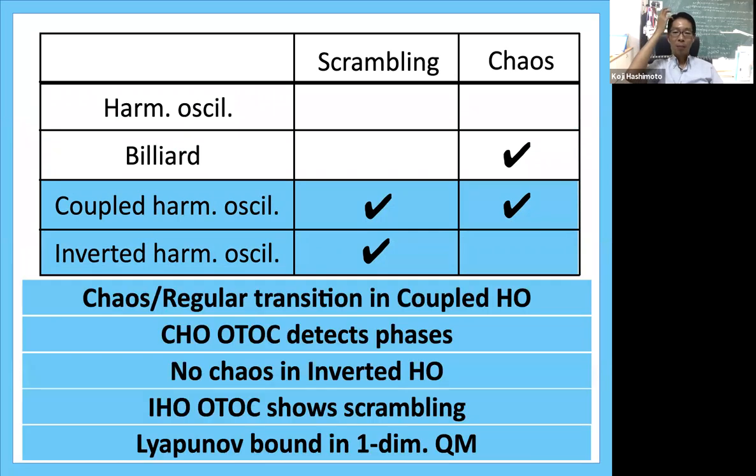So here I have 5 slides. Let me argue first coupled harmonic oscillators, and that detects actually phases of the classical chaos. And we go to inverted harmonic oscillators. This is a one-dimensional system, so there is no classical chaos. However, it shows scrambling. And finally, I'll show you a general theorem about the Lyapunov bound in one-dimensional quantum mechanics, which has some nice indication.